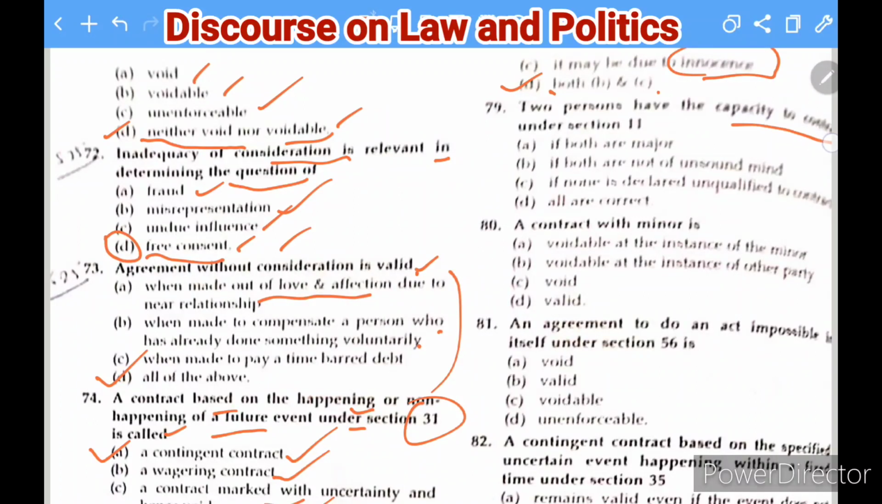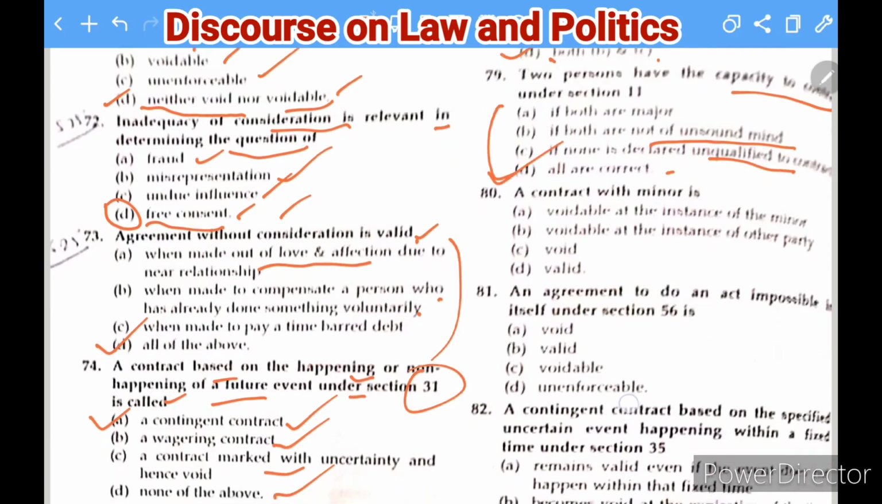Two persons having the capacity to enter a contract under section 11: if both are major, if both are not of unsound mind, if not disqualified as per the law, or all are correct. So here, if you fulfill all these provisions, then all are correct.